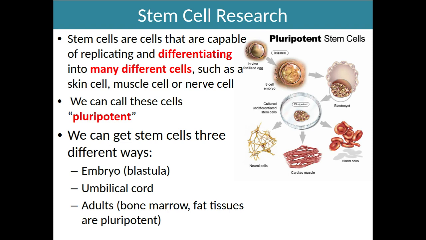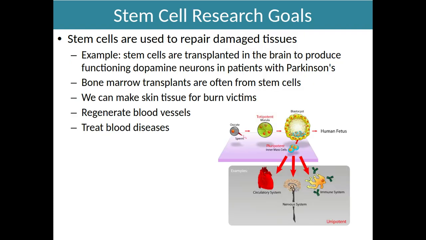Or in adults, our bone marrow, that's why bone marrow transplants are a big thing, are actually pluripotent. Okay, so in your notes where it says the special ability of plants to reproduce from any part of a plant is called totipotency, underneath where it says, can humans do this? Say yes, we get stem cells from, and then write these 3 things down.